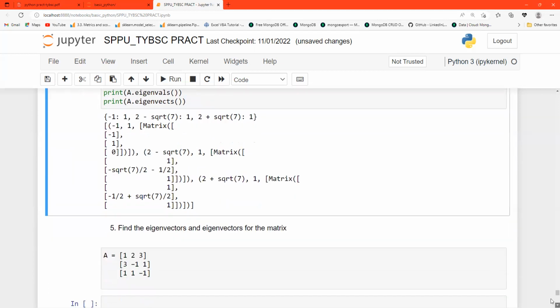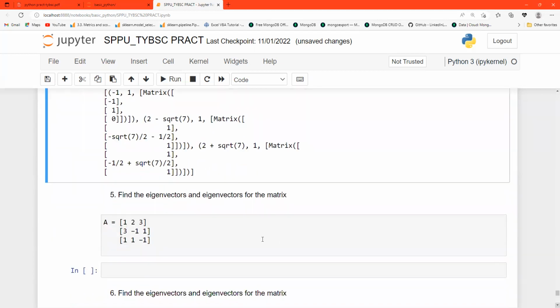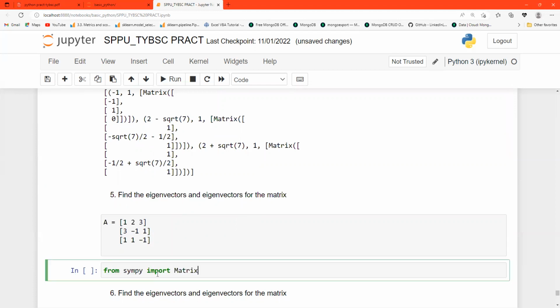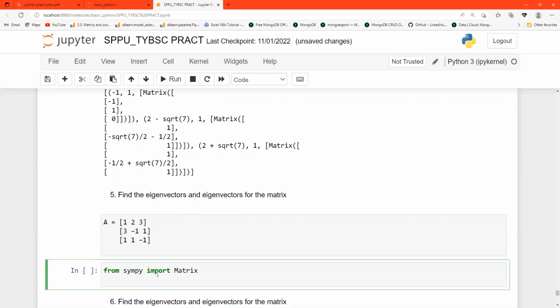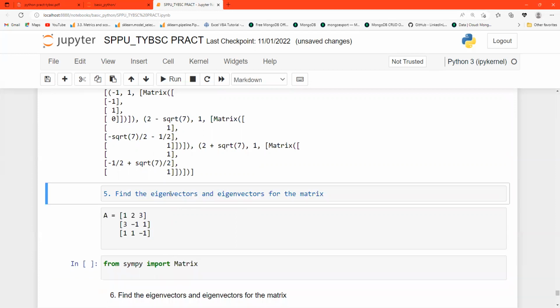Okay. Let us move to the fifth question, guys. So let us take the fifth question. Again, we have to find the eigenvalues and eigenvectors. Here it should be eigenvalues and eigenvectors, so I will correct it. Eigenvalues. And then eigenvectors.